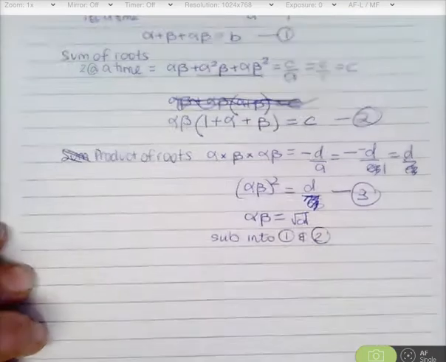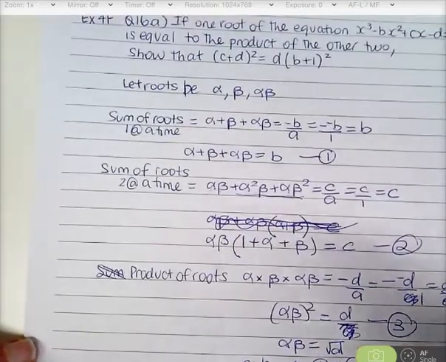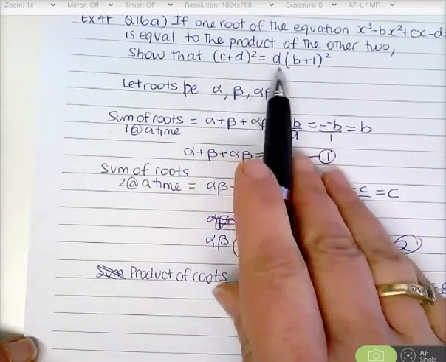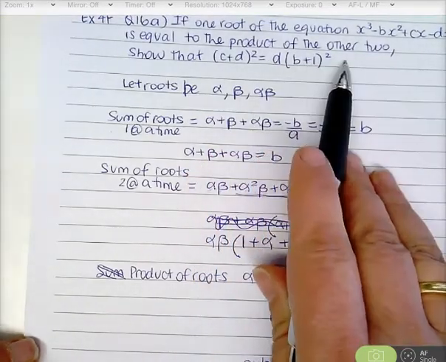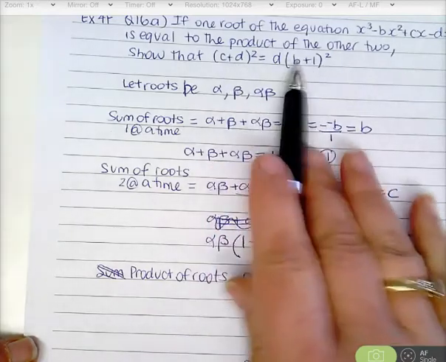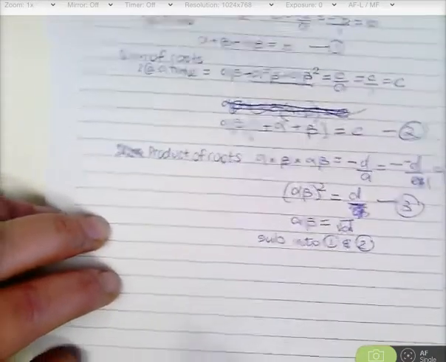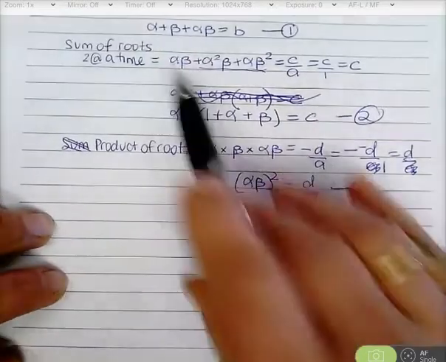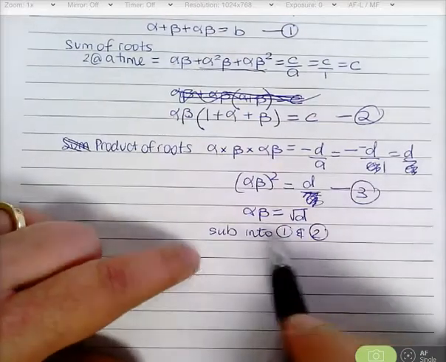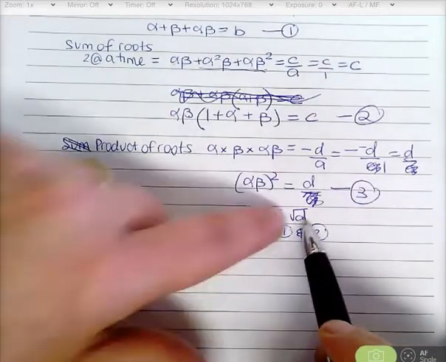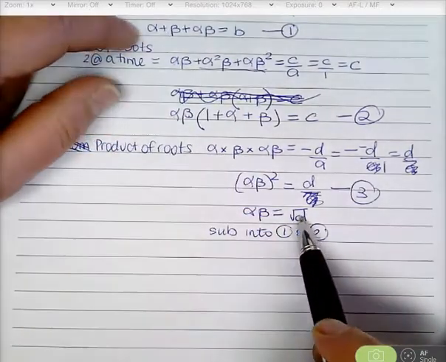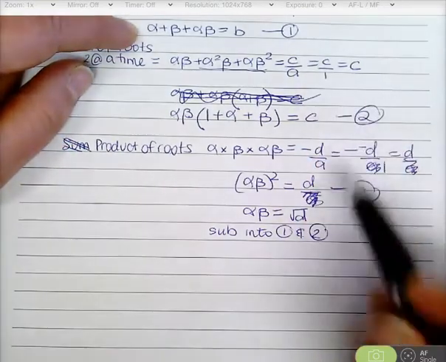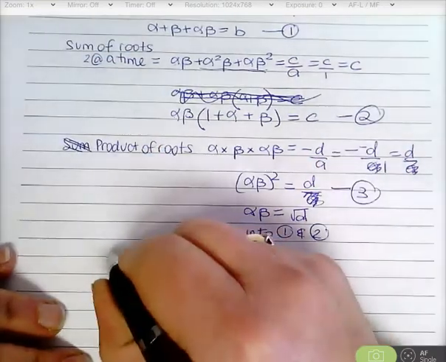Now if we go back and look at what we're trying to do, you're trying to show that c plus d squared equals d bracket b plus 1 squared. Notice that there are no alphas or betas in that whole expression. So what we're really trying to do with our three equations is to eliminate all the alphas and betas. So we know that alpha times beta is the square root of d, and we're going to put that into both equation 1 and equation 2. So let's do that now.